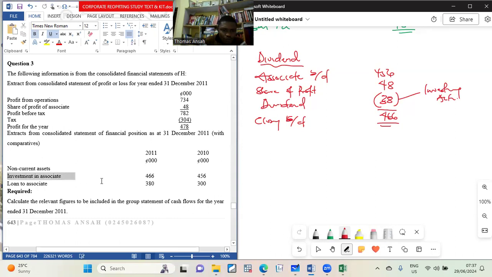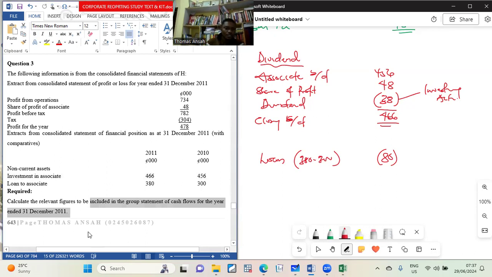So here we've used these figures. So the loan, last year it was 300, this year is 380. So it means there is an inflow. All right. So loan to the associate. So that one will be an outflow, sorry, to the associate. So that is that. It's 380 minus 300. So that is the cash flow. So that is how you find the cash flows to this side. All right. So basically that is that. Never treat a share of profit as a cash flow.